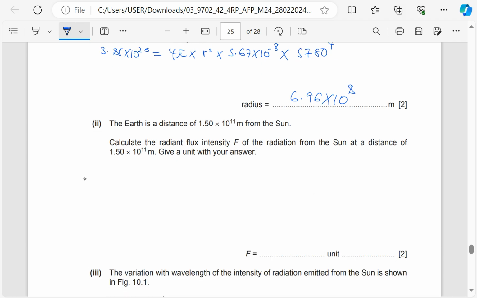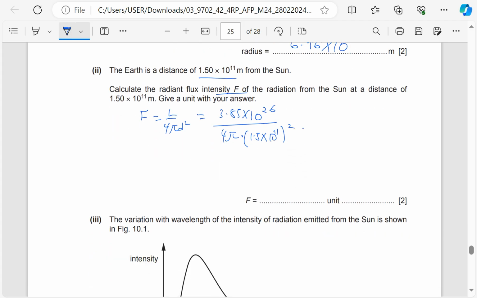Then the Earth is a distance of 1.5 times 10 to the power of 11 meters from the Sun. Calculate the radiant flux intensity F. Of course, we know that F equals L over 4 pi d squared. So luminosity is 3.85 times 10 to the power of 26 divided by 4 pi, then times d. D is 1.5 times 10 to the power of 11, but this should be squared. Of course, this is a radiant flux intensity, which should be watts per meter squared. You can even see L is in watts, D is squared, so it is per meter squared.